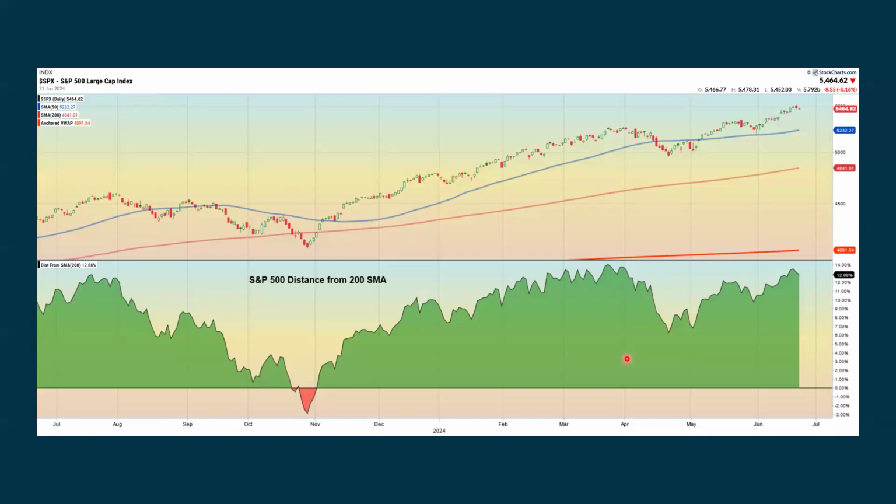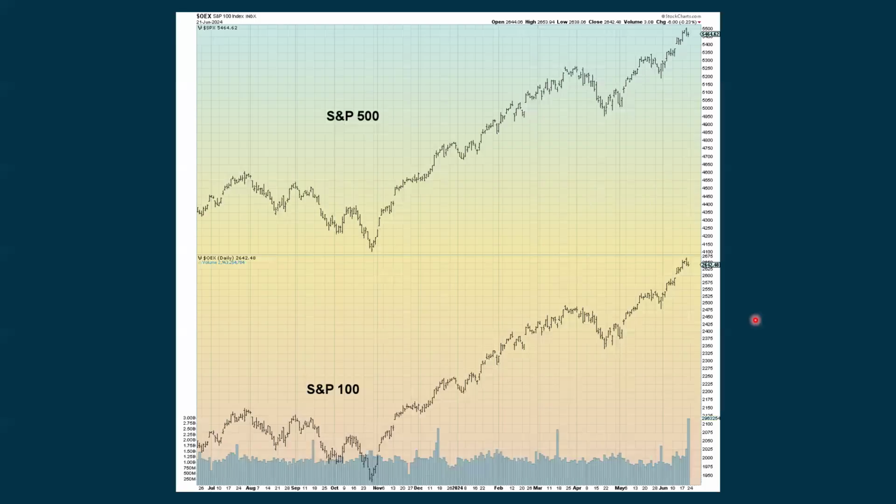We want to know how far above we are from the 200-day simple moving average, and we're about 12.868%. It's kind of hard to see those numbers, maybe 12.88%. Nonetheless, we're well above the 200-day moving average. This is suggesting that the long-term trend is still positive.